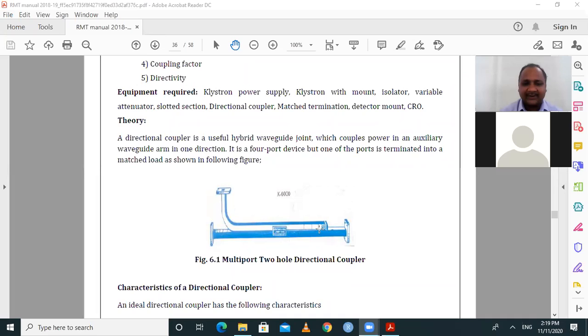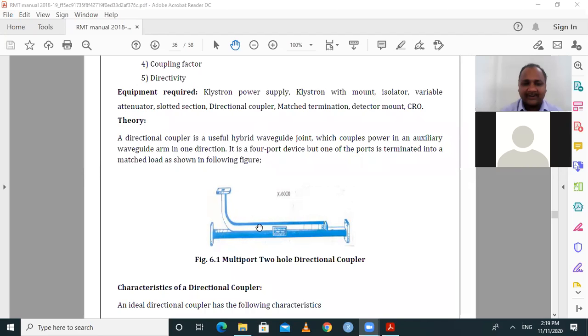So here, as shown in this diagram of directional coupler, two rectangular waveguides are coupled with each other, and there are two tiny holes present, separated by a distance equal to lambda g by 4, that is guided wavelength divided by 4. The wave from port number 1 is given to port number 2 in the main waveguide. But these waves from the main waveguide are coupled with the auxiliary waveguide also.